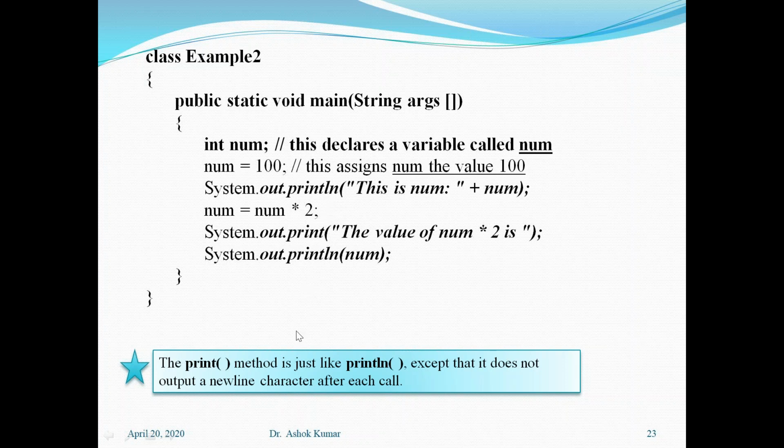So what is the difference between print and println? println basically outputs a new line character at the end of the string, so it will automatically add the new line. But in case of print, it will display the message on the same line. So you will get this message on the same line: the value of num into 2 is, then the next line's result, that is num, will get printed on the same line. So you will get: the value of num into 2 is 200. This is what you are going to get.